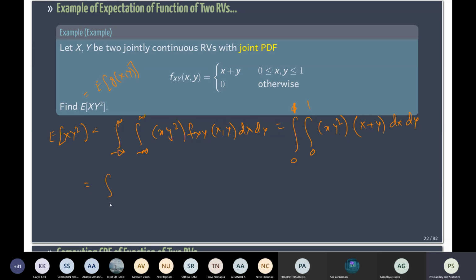And if you integrate this out, this is 0 to 1, 0 to 1. So overall, this is x squared y squared plus x y cubed, dx dy. If you integrate this out, first I do x, with x cubed by 3 and x squared by 2, and I put 1. So I will be left with y squared by 3 plus y cubed by 2, dy, and if we do this, then we get some value here.